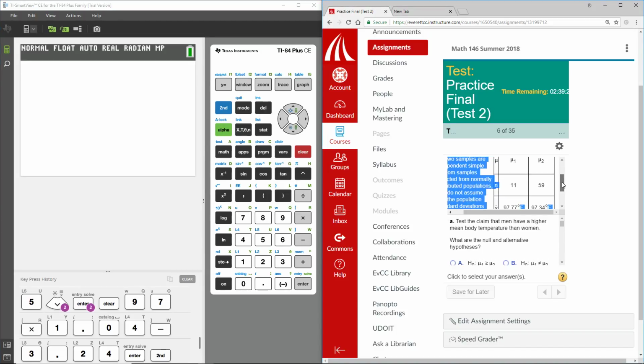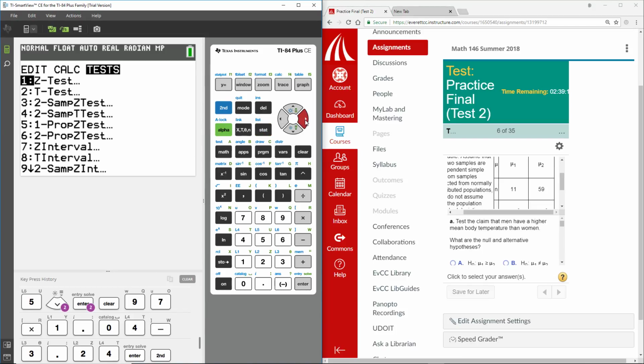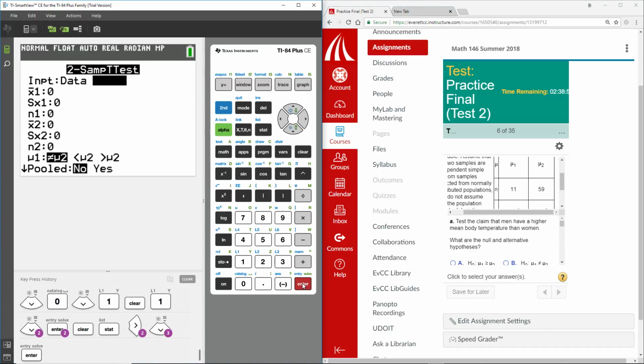So the first thing we have to do is find the right test to use. We're dealing with means because that's mu, the population mean. And so we have a sample of each population. So what we'll do is go into stat, go over to tests, and we're going to be looking for the two sample t-test. That's exactly what we need, the two sample t-test, not the z-test. The z-test is used when we have the population deviation. We don't have it in our case, so just hit enter.